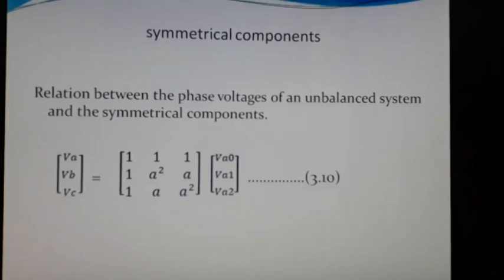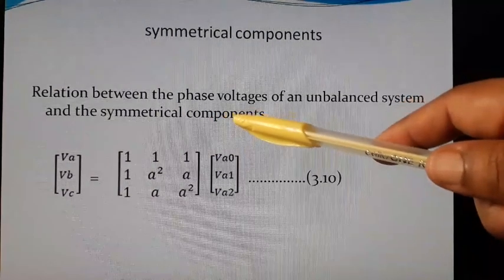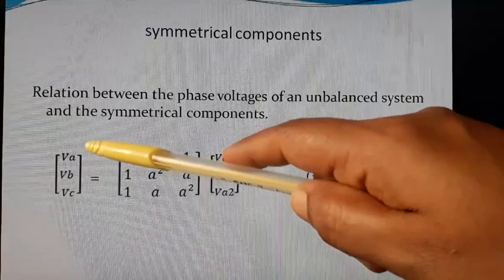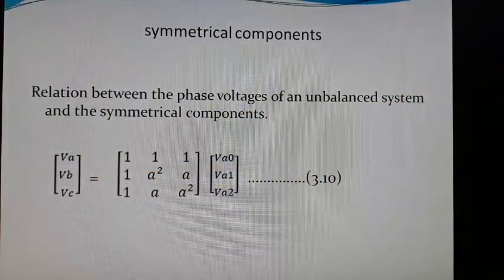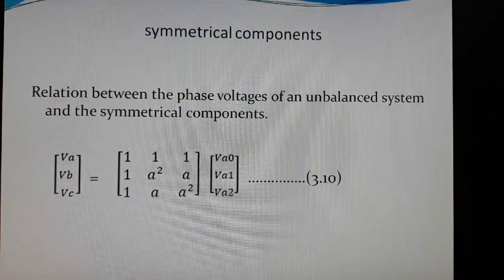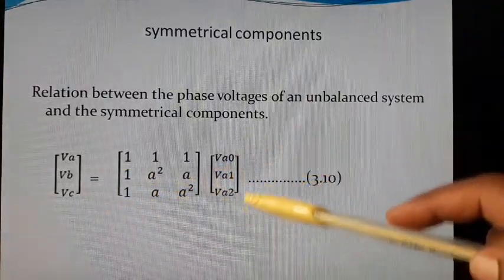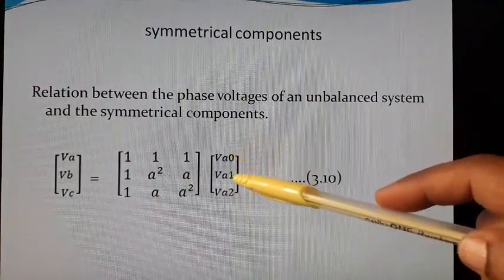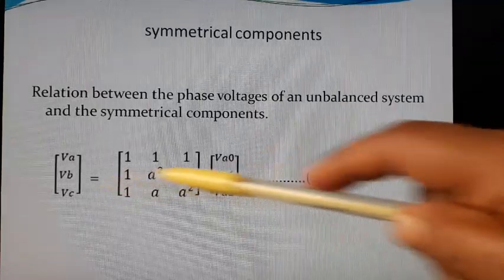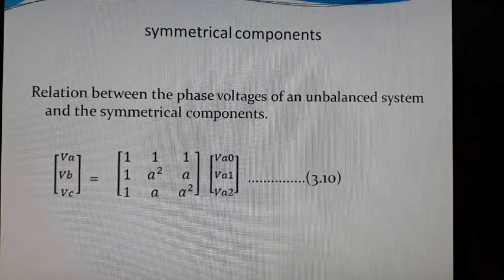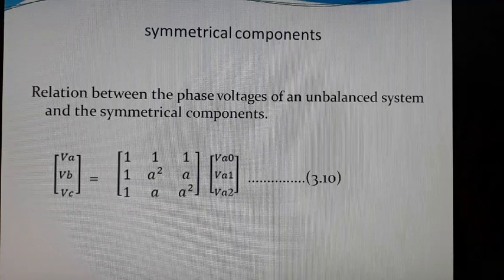Good morning all. In my last lecture, I explained what symmetrical components are and derived this relation. This is the relationship between the phase voltages of an unbalanced system. Considering Va, Vb, Vc as the voltage phasors of an unbalanced system, the relationship between these phasors and their symmetrical components, that is Va0, Va1, Va2, can be derived from this equation, and this derivation we discussed in the previous lecture.